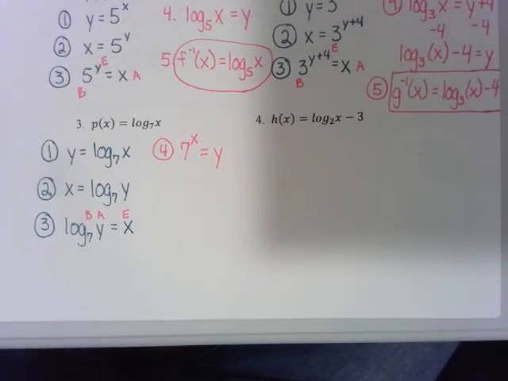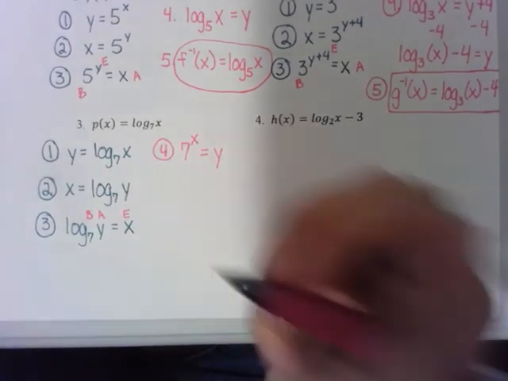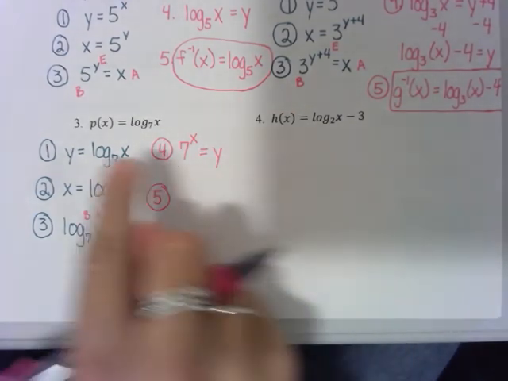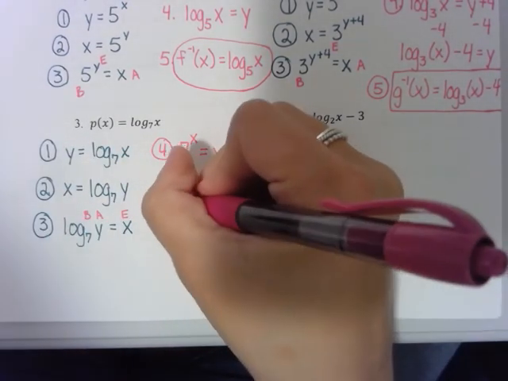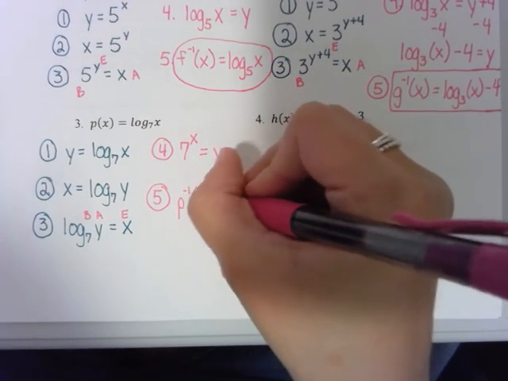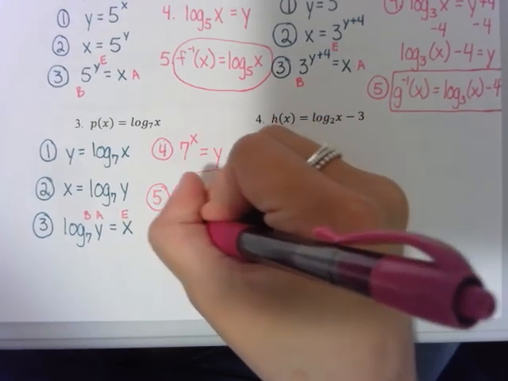Remember, whenever you switch something into exponential form when we're dealing with inverses, we normally want that y to come out by itself. My y is all alone, so my final step is to replace the y with p to the negative 1 of x equals 7 to the x power.